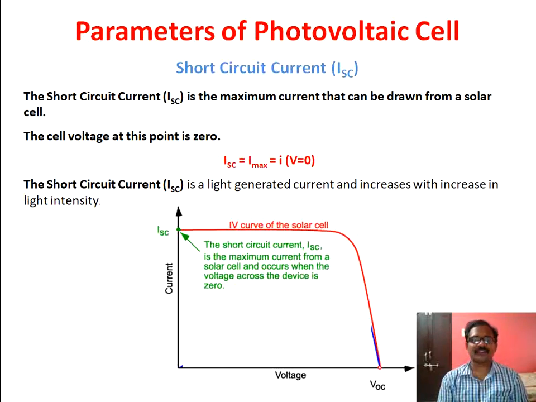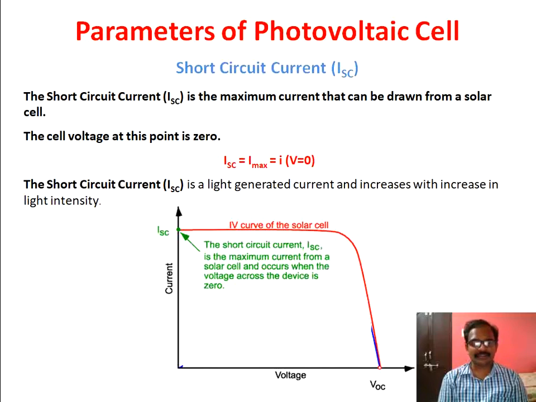Now, if I draw the IV characteristics of a solar cell as you are seeing on the slide, the point of the curve that touches the current axis is called the short circuit current, and the point on the curve that touches the voltage axis is called the open circuit voltage. Now let's discuss first about the short circuit current. So the short circuit current is the maximum current drawn from a solar cell when the voltage across the device is 0.